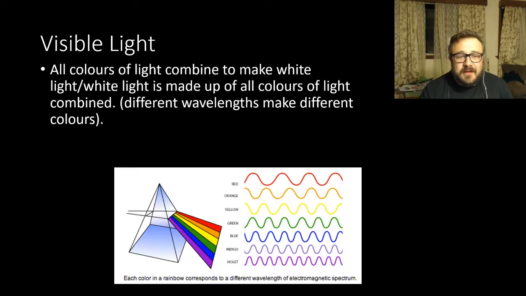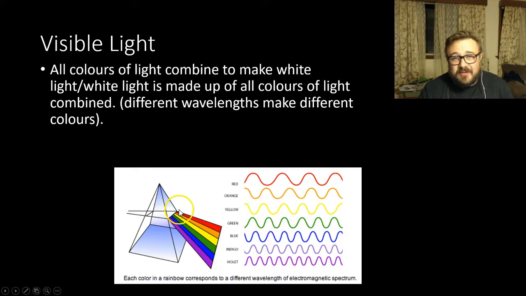So what is visible light? Basically, all the colors that we know of combine to form white light. White light's made up of all the colors, and we can split it. You may have seen this sort of picture before. If white light goes into a glass prism, we can split it into its different colors, and that's also how you get a rainbow.